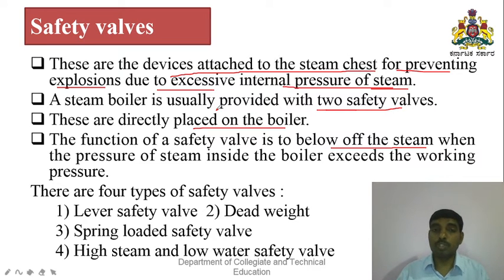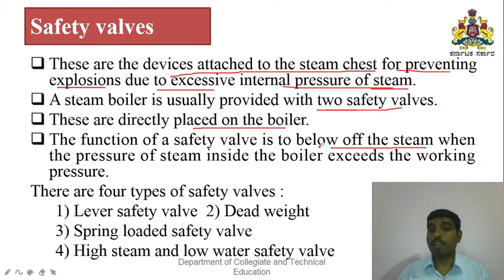Suppose the pressure of the boiler should be 165 bar. We provide two safety valves, designed so that the first safety valve opens at 168 bar, and the second one will operate at 175 bar. That is the maximum operating pressure. The operating pressure is 165 bar, but the design pressure will be more than that, an excess of 10 bar. The second safety valve should operate at 175 bar. So these two safety valves are primarily used.